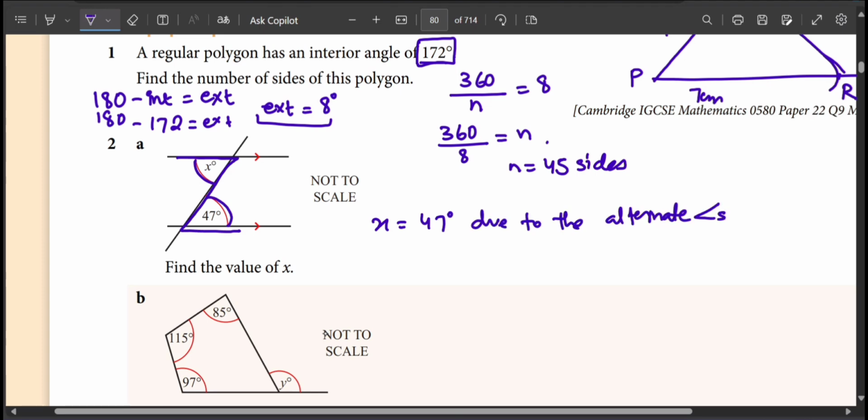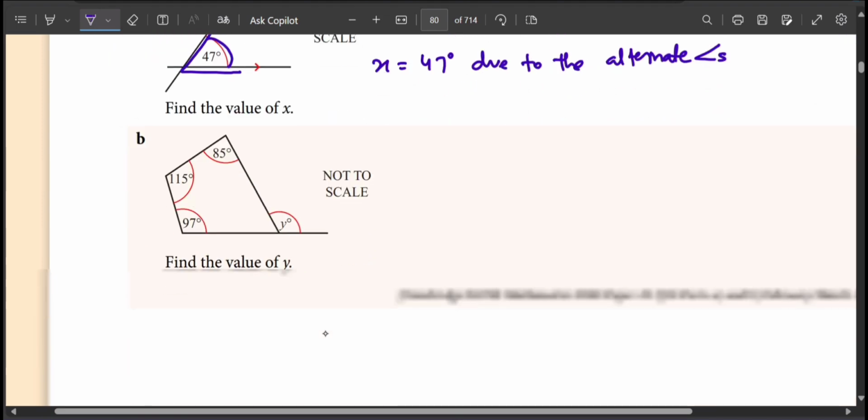Next we have part b, find the value of y. Let's go over how we are going to approach this question. The question is to find the value of y. You can see this has 4 sides, so it's a quadrilateral. You're going to look at this: this is 85 degrees, this is 115 degrees.